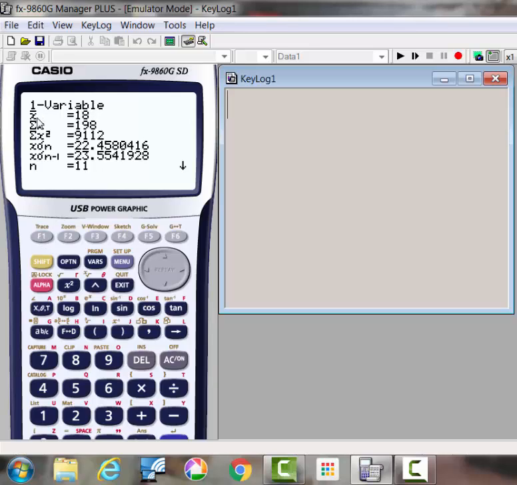The X with the bar over it, that means mean. The mean is 18. If you see this little arrow here, that means there's more information further down. There's your median.